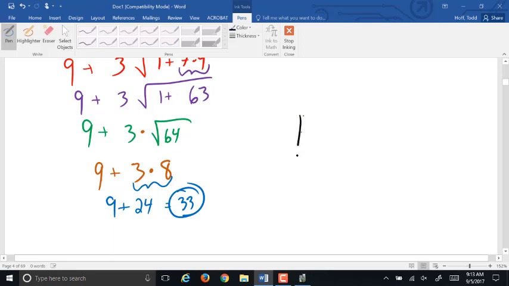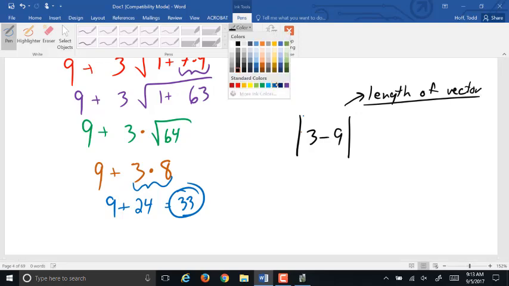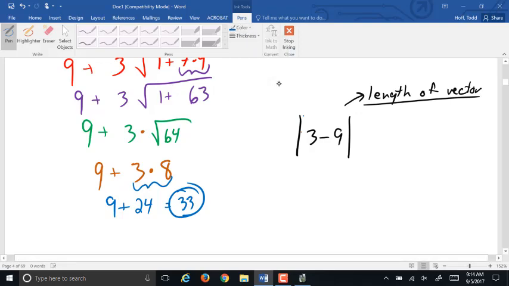You also have an absolute value symbol. That absolute value symbol, remember we talked about those vectors on the number line. That is asking for the length of the vector. It's also an enclosing symbol. We have to do everything inside it first. 3 minus 9 would be -6. The length of the vector for -6 is 6 units long.